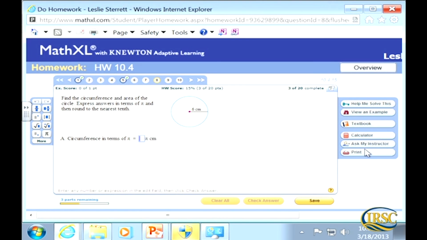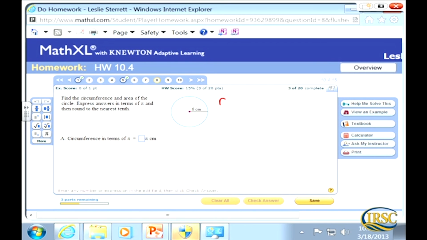All right, so for this particular problem, it wants you to find the circumference and the area of the circle. It wants you to first express the answers in terms of pi and then round to the nearest tenth. Notice it does not tell you whether you should use 3.14 or pi in your calculator. So first of all, what information did they give us? The radius. We have a radius of 6 centimeters.